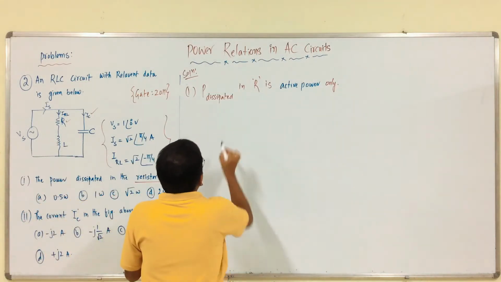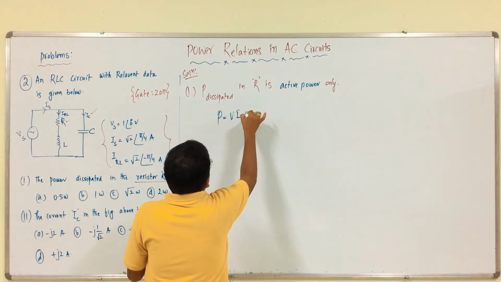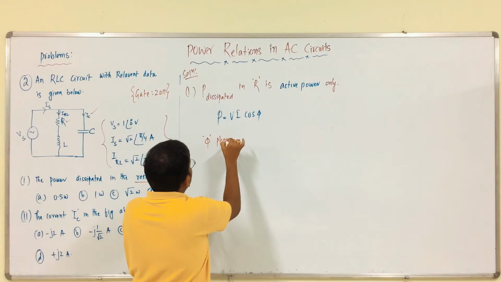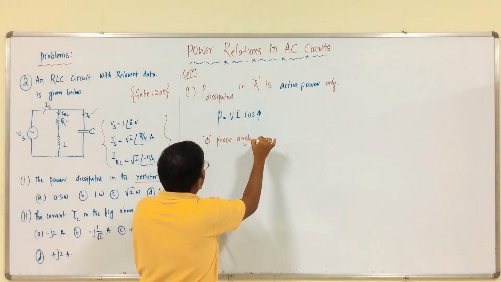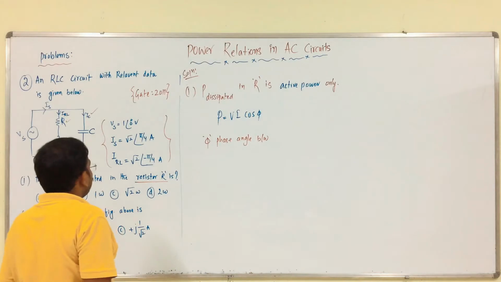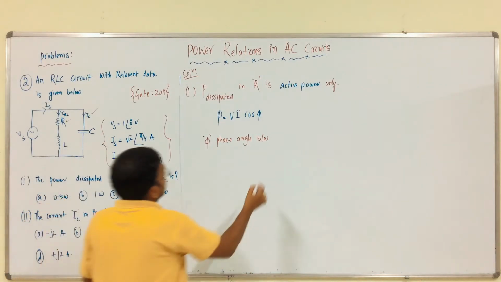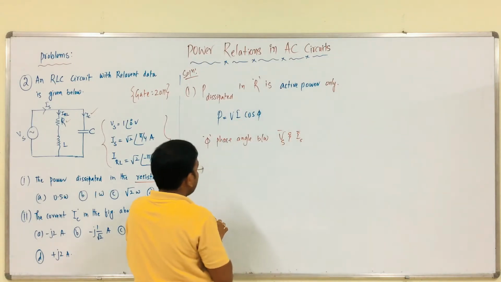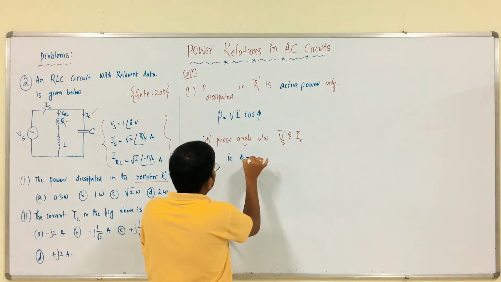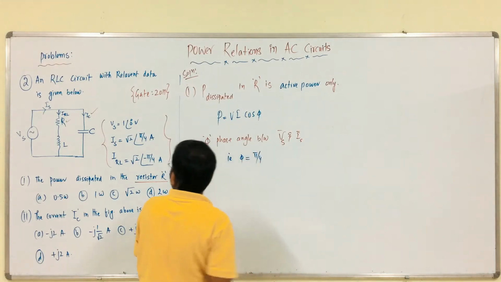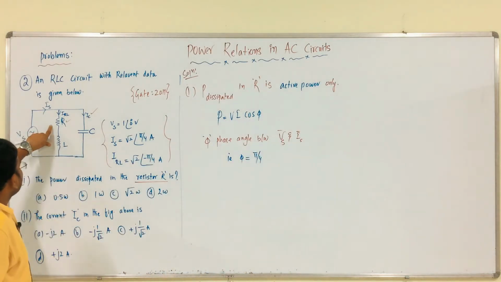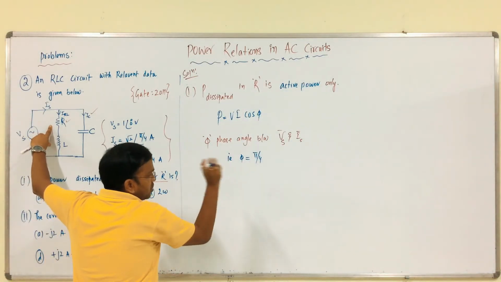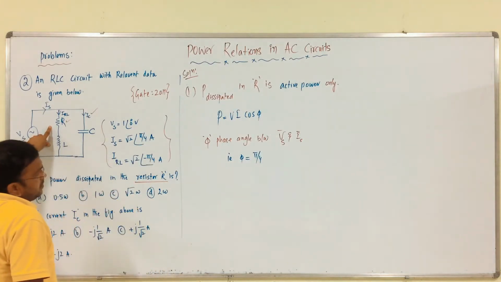Therefore, we all know that P is equal to V I cos phi. Phi is the phase angle between V and I, that is, Vs and Is. That is, phi is nothing but pi by 4. This is a series combination of RL, therefore phi lies between 0 to 90, right? That is why phi is equal to 45 degrees. Clear?